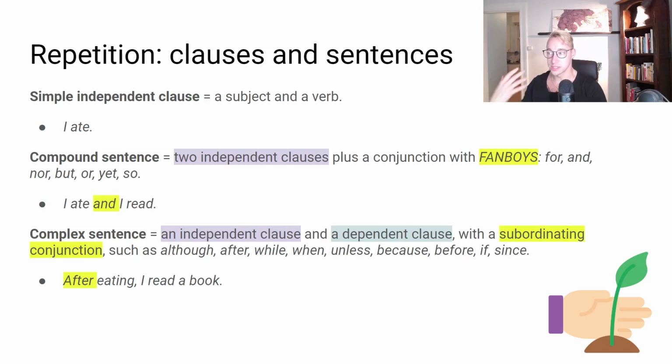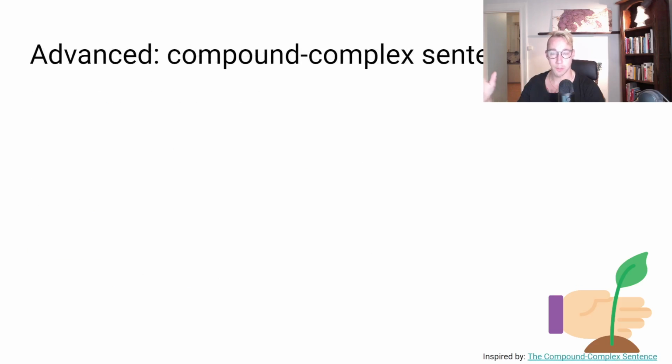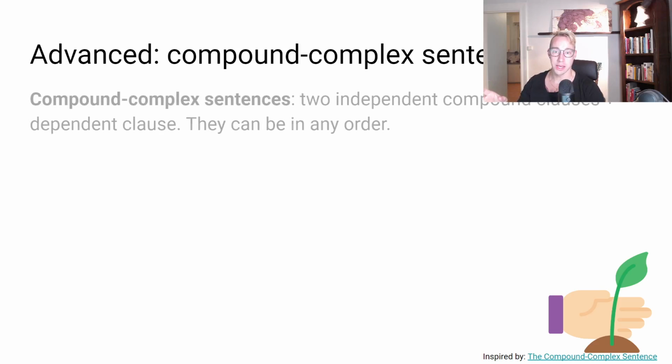So this is a repetition of what we covered last lesson. Now we're going to combine these into what is known as a compound complex sentence. A compound complex sentence is always built by using two independent clauses, and then you also want to have a dependent clause. All right, so two independent, one dependent, and the order can shift a little bit.